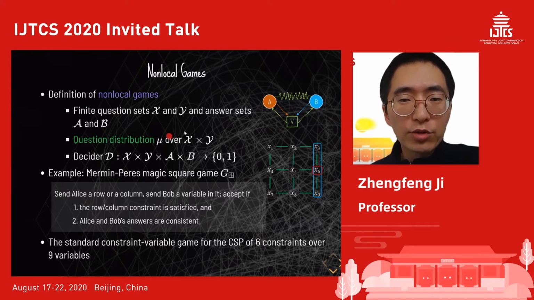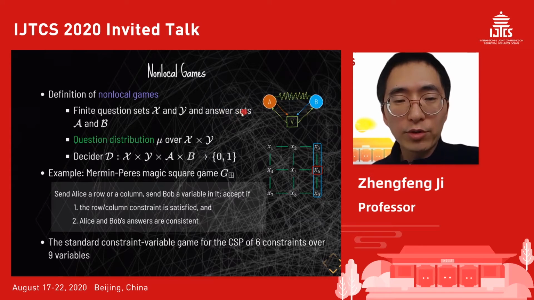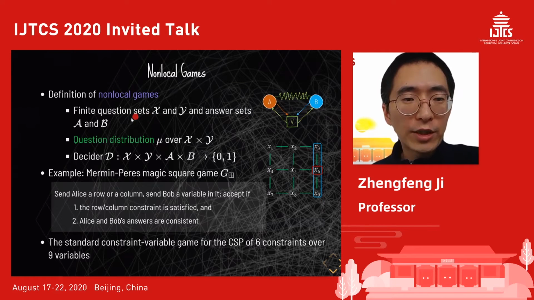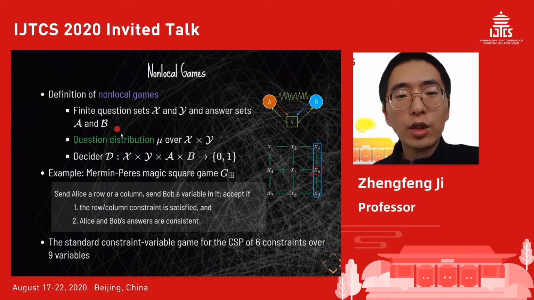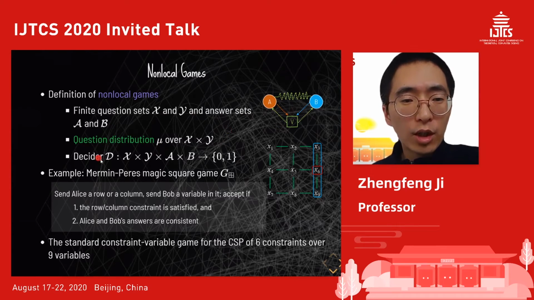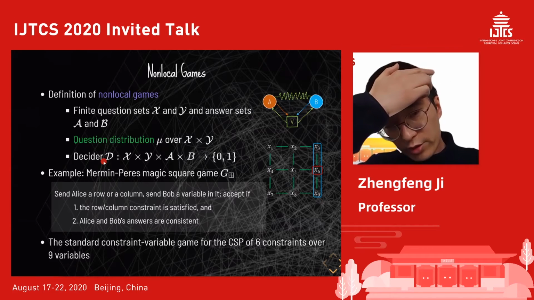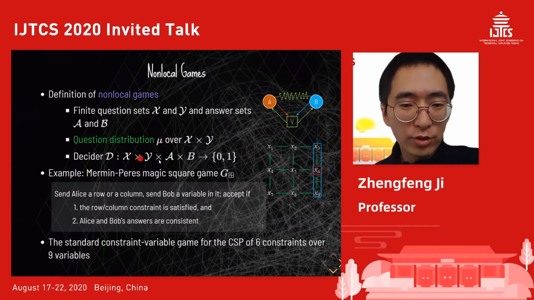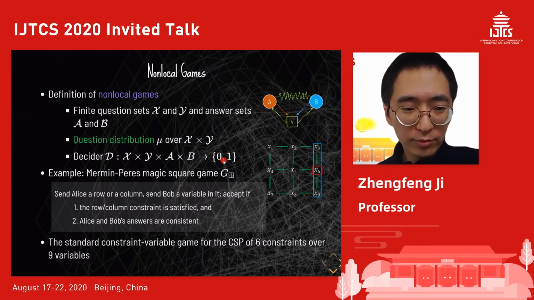It is convenient to use the language of non-local games. In a non-local game, you have, again, two provers, and you have finite question sets, X and Y, and finite answer sets, A and B. We have a question distribution mu over X and Y, and then a decider. So given an input question and answer pair, the decider determines whether the verifier would accept or reject.